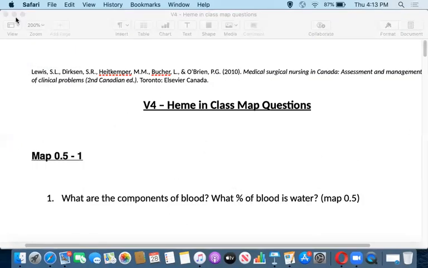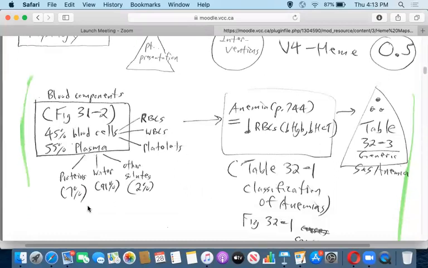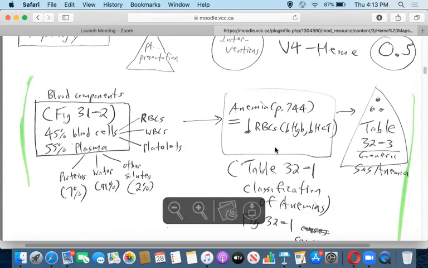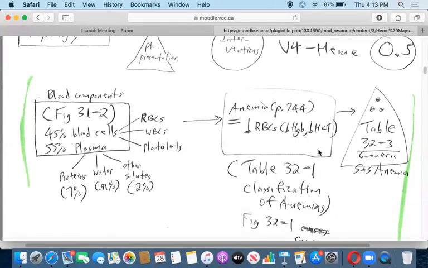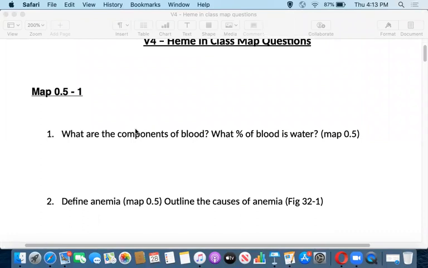So the first question then is, what are the components of blood? What percent of that is water? There's your components of blood. You can see that more than half of it is plasma, and most of that is water. So almost half of a circulating fluid in our body is water. Anemia refers specifically to red blood cells, of course, which also involves hemoglobin and hematocrit values. That answers number 2.